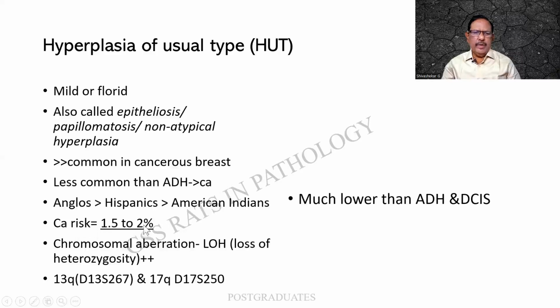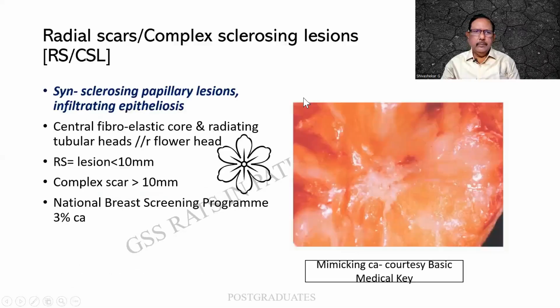Cancerous risk is 1.5 to 2%, or they have got multiple partners. We do not know. Chromosomal aberrations, loss of heterozygosity, which we had mentioned, can be some of the abnormalities mentioned for hyperplasia. You find that it is much lower than atypical ductal hyperplasia and ductal carcinoma in situ. That is, the malignant transformation is low. This is again a question for us, but that is not my purpose.